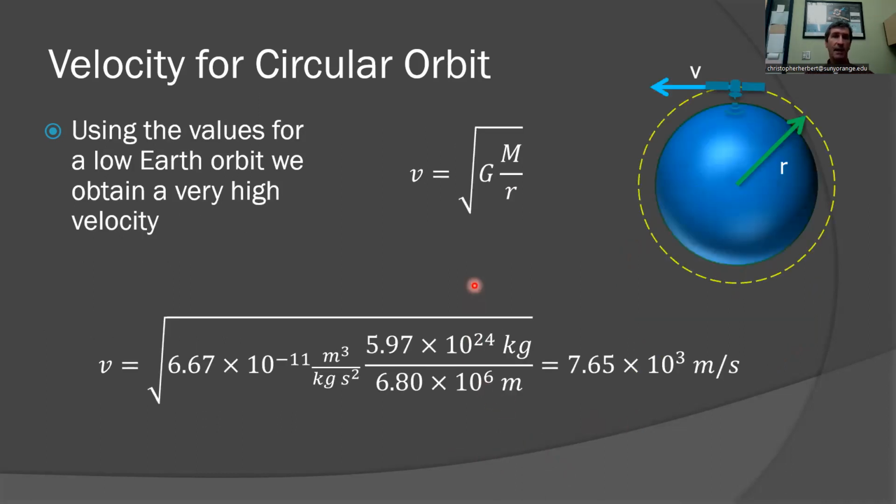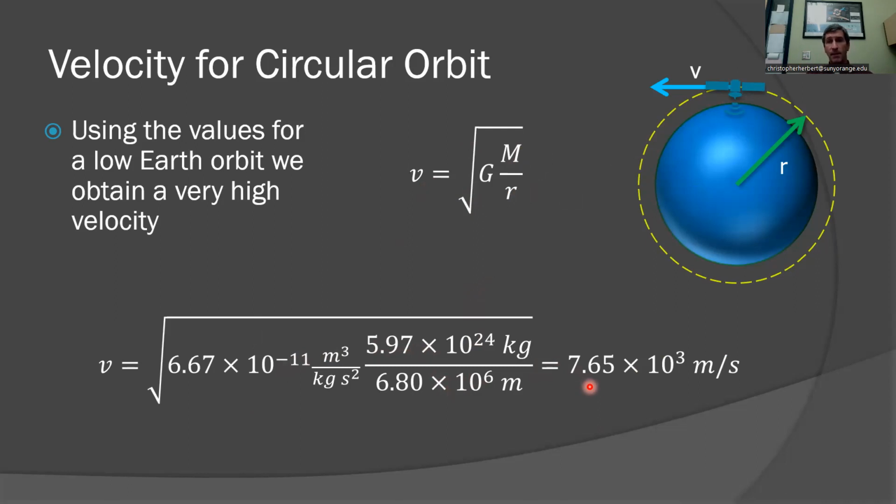So let's take a look at a typical value for a low Earth orbit velocity. We can see here that, again, the velocity is equal to the square root of GM over r. We plug in our numbers. There's the universal gravitational constant. Here's the mass of the Earth. Here is the approximate radius of an orbit right above most of the Earth's atmosphere. And yeah, we're traveling about 7.65 times 10 to the 3 meters per second.